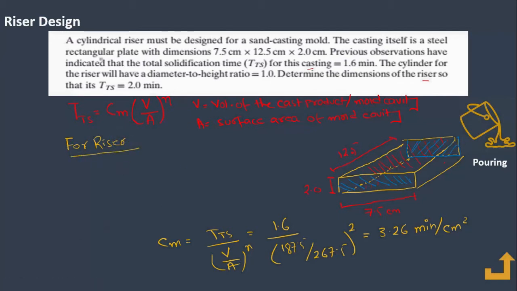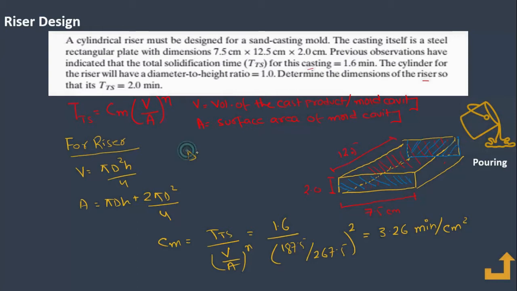So what it says, we have a cylindrical riser, so the volume of the cylinder would be pi d square h by 4, and the surface area of the cylinder is equal to pi dh plus 2 pi d square by 4. And there's one condition that is given in this statement, that is it has a d by h ratio equal to 1.